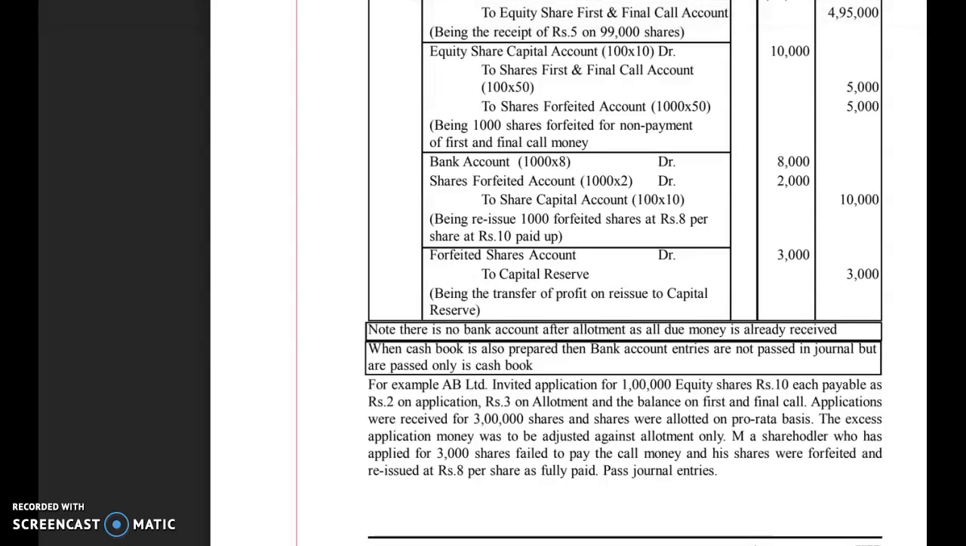So dear students, this way we have to record the journal entries in case of the forfeiture of shares, and automatically we have to transfer the amount to the capital reserve account. So understand once again that if reissue is being made of only a part of the shares, then we will calculate proportionately the share forfeiture amount, and again we will transfer the difference. The remaining amount will be shown as it is in the share forfeiture account.